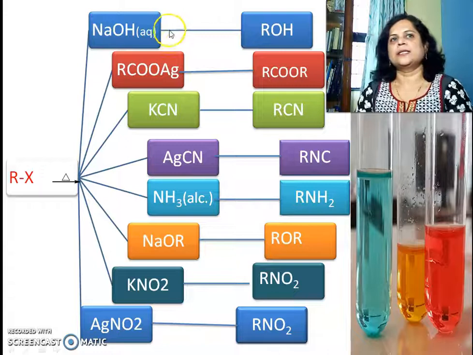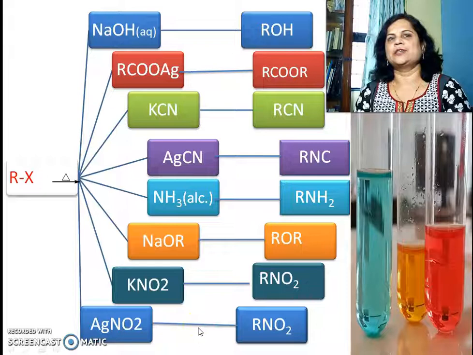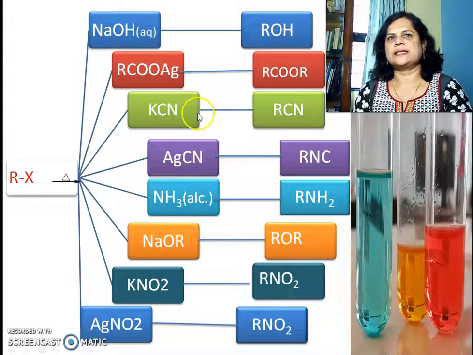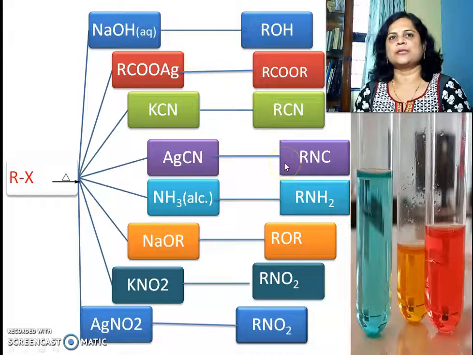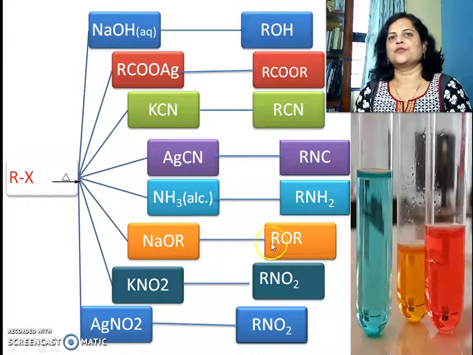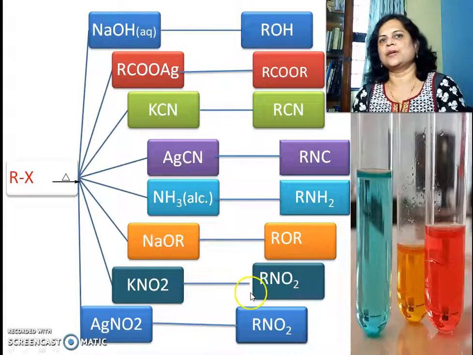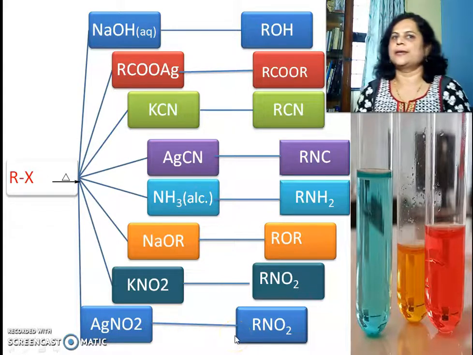Now we have completed the substitution reactions. Alkyl halide with NaOH forms alcohol. With the silver salt of carboxylic acid, it forms esters. With KCN, it forms cyanides. With AgCN, it forms isocyanides. With ammonia, it forms primary amines. With sodium alkoxide, it forms ethers. With potassium nitrite, it forms alkyl nitrite, and with AgNO2, it forms nitroalkane.